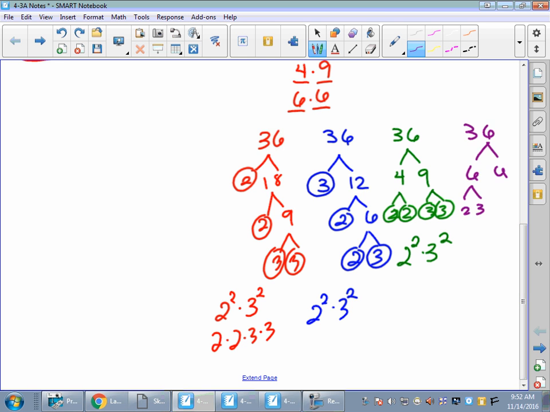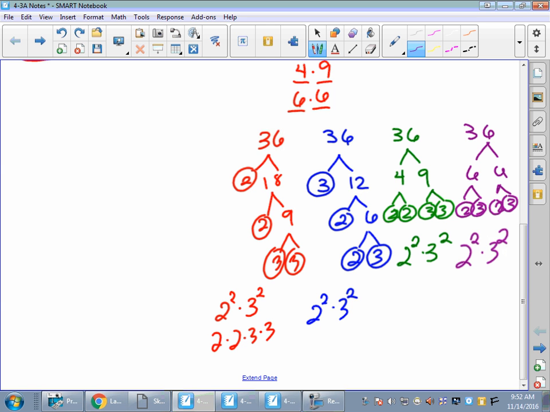The first 6 breaks down to 2 and 3. The second 6 breaks to 2 and 3, and they are completely factored. And not only that, it factored to the same amount. So I just showed you 4 different ways to give me the prime factorization of 36. In the end, we all got the same answers, just your work looks a little bit different.